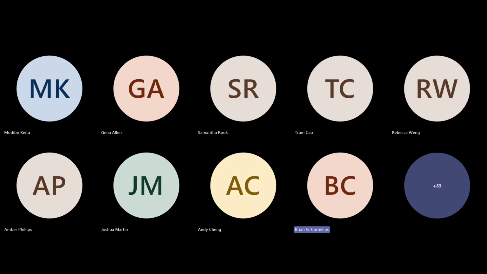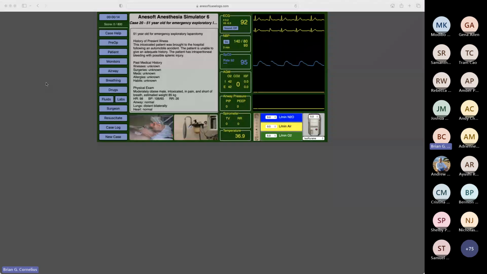So first case is a 51-year-old male for an XLAP. I know it's been a little while since you guys looked at these, so we'll just talk through it together. So a 51-year-old comes in for an emergent XLAP. He was in an automobile accident. He's got bleeding inside his belly. Most common areas for bleeding are going to be the spleen and the liver. Looks like it's spleen for this guy.